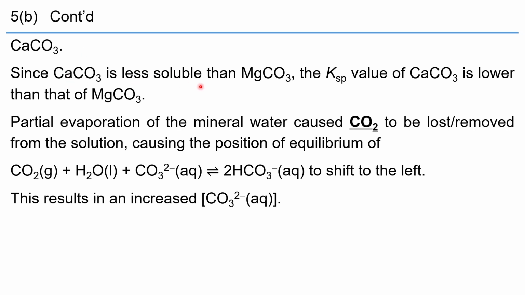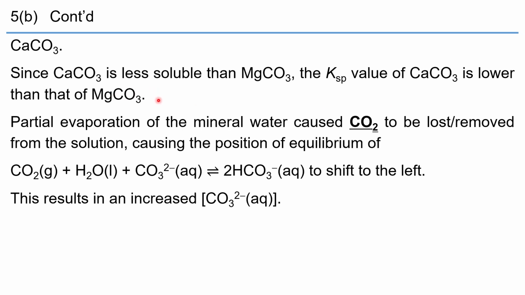Your calcium carbonate is less soluble than your magnesium carbonate. Why? Based on the general info given, as you go down the group, it becomes less soluble. So your calcium is below your magnesium, right? Because of that, I will expect the calcium carbonate to be less soluble. And if it's less soluble, it should be the one to precipitate faster as well. So based on that info, because I know that it's less soluble, I will say that the KSP value will also be lower than that of your magnesium carbonate.